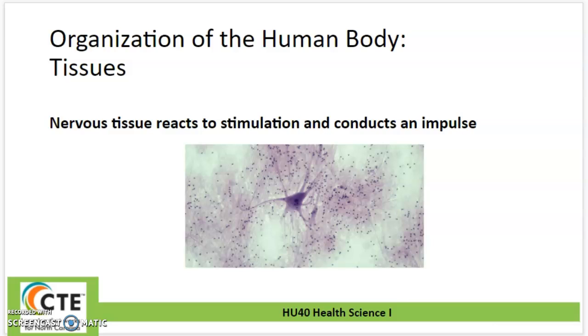All right, and then the next one we have is nervous tissue, and we get into the nervous system. We're going to discuss this tissue in more detail, but for now you just need to know that the nervous tissue is able to react to stimulation and also give an impulse. So it reacts and then it acts back.